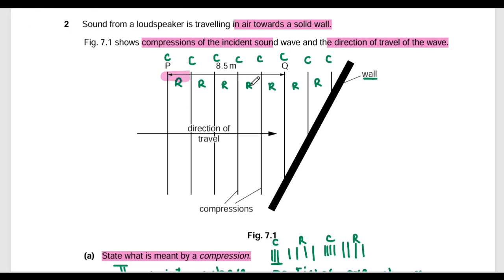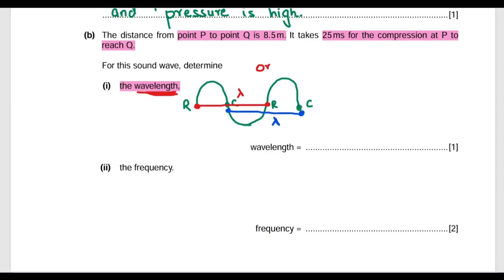The question has given us the distance between 5 consecutive compressions. So what we can do is divide 8.5 by 5 and we'll get the distance between only 2 consecutive compressions, which is equal to 1.7 meters. So this is our wavelength. I am writing it in the area provided. It's 1.7 meters.